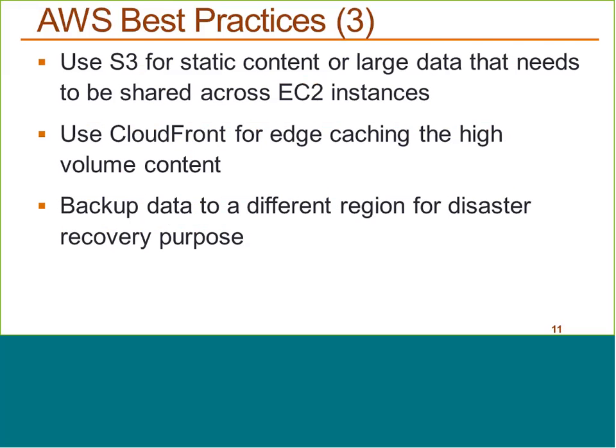Use S3 for static content. S3 is very popular and used by millions of people the world over. It's a very highly reliable and scalable service, so use it for your data, but be clear on the difference between S3 and EBS. Use CloudFront for edge caching and serving content with lower latency to your users. And for disaster recovery, it's important to back up your data to a different region. For example, if your primary region is North Virginia, create a backup in a remote geo like California or Singapore, just in case the whole data center goes down.